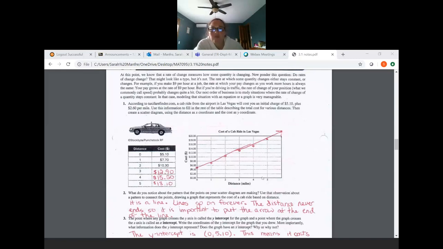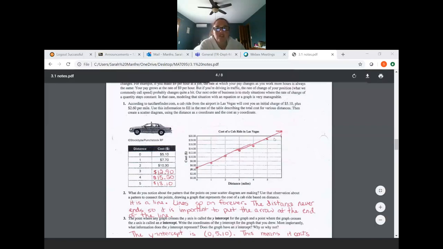Now, when you make your graph, I just plotted the points. I said, okay, at a distance of 0, it was about $5.10. At 1, it was $7.70. These are just approximate points. If they are not perfect, that's okay, because we don't know exactly where $5.10 is. It is somewhere close to the middle, just above the middle.